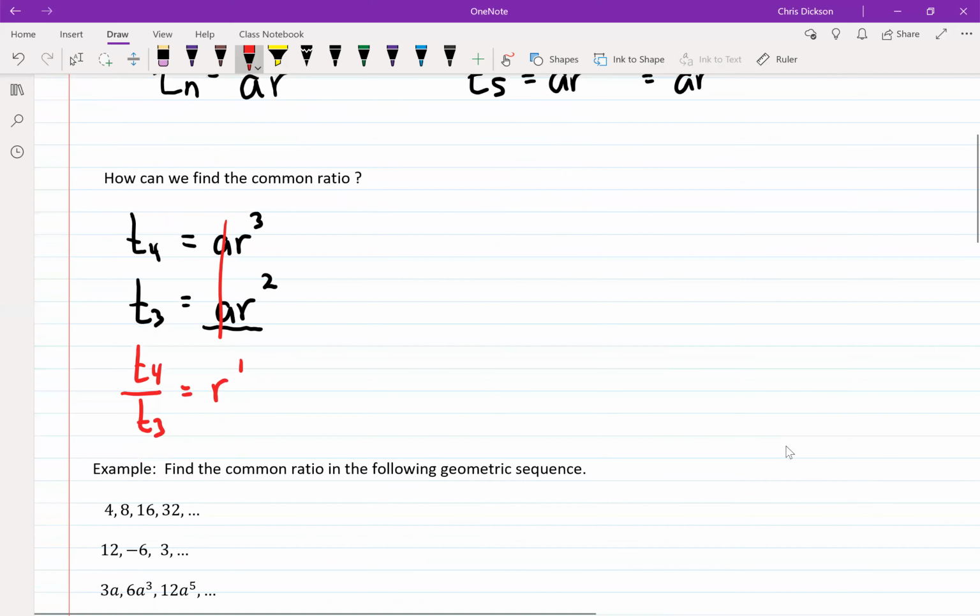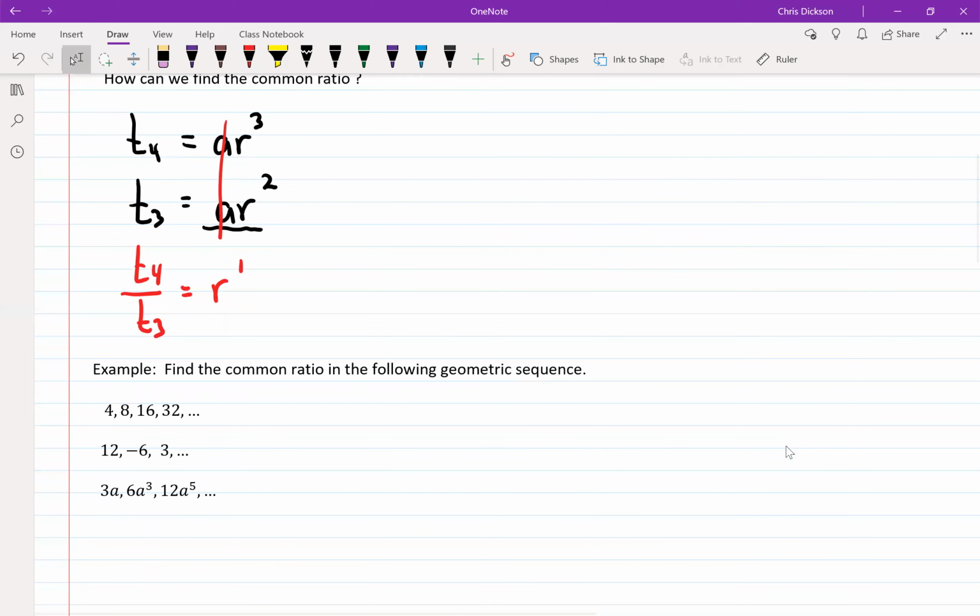Maybe with variables, it looks a bit strange. But here are 3 different geometric sequences. Let's pause the video and see if you can find the common ratio for these.